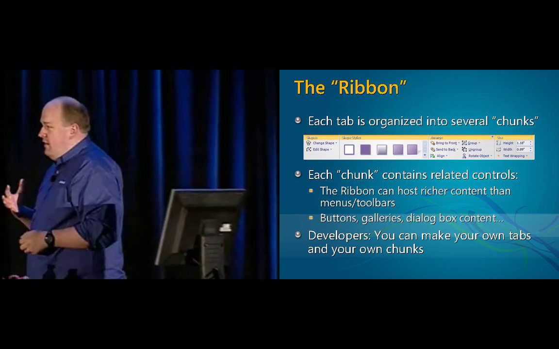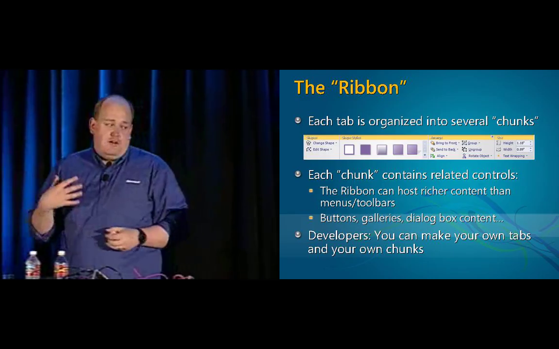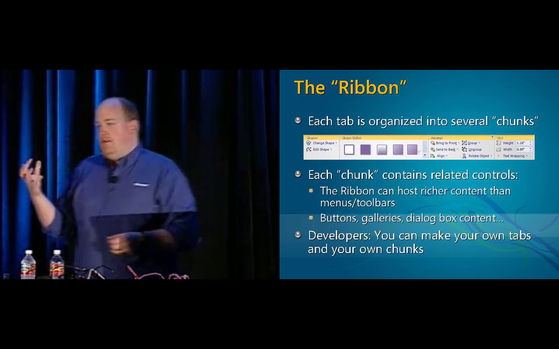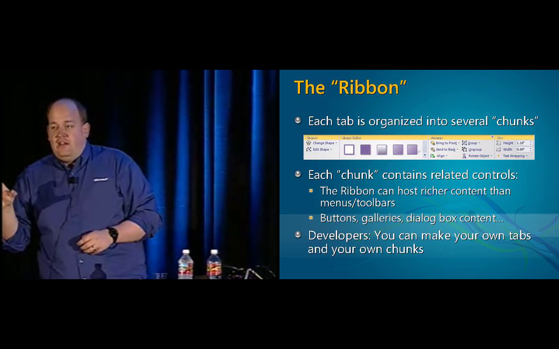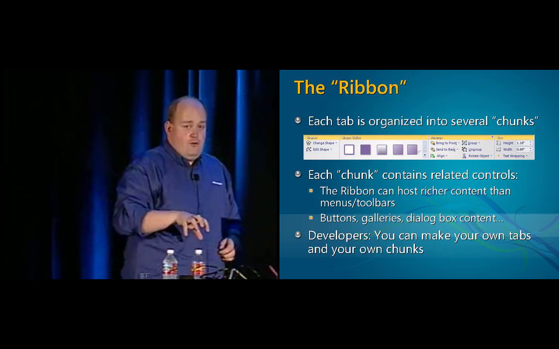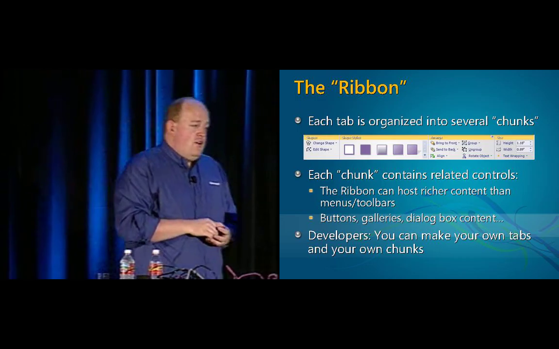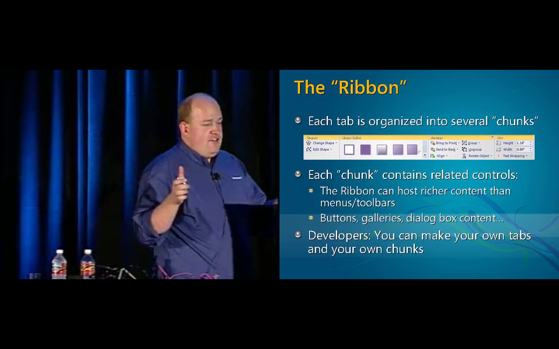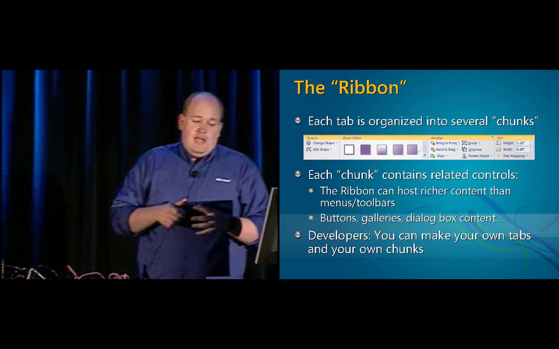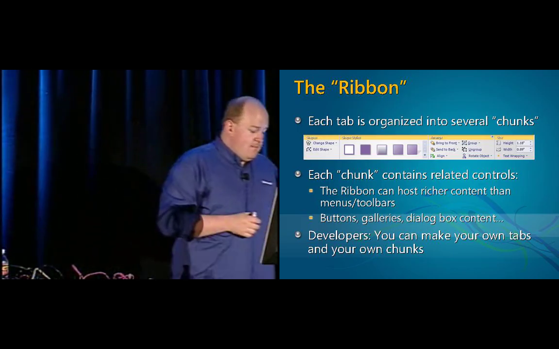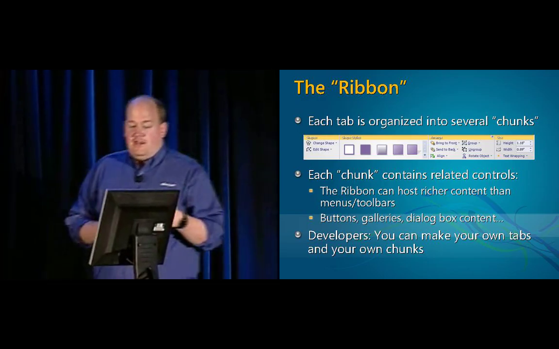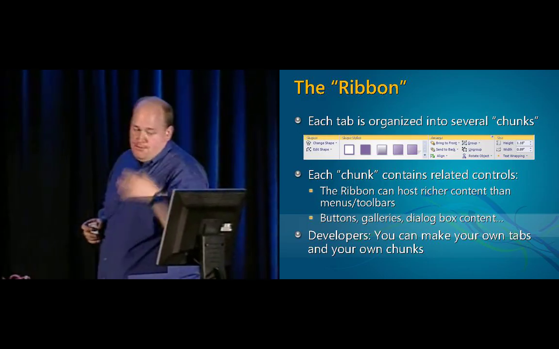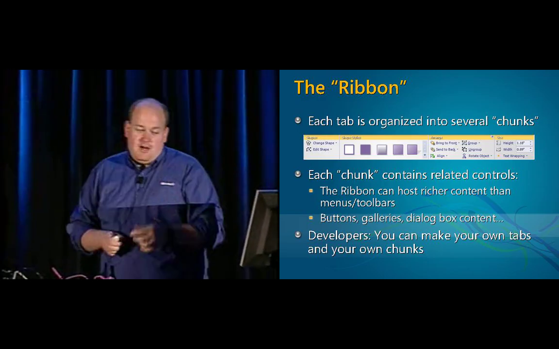So the ribbon, each tab is organized into what we call a chunk. And as you'll see in the second part of this presentation, chunks are the level at which you add your content to the ribbon. So a chunk is in some ways just a collection of controls. And the ribbon can actually host a richer set of controls than menus and toolbars can. It can host push buttons, but also galleries, dialog box content, as I'll show you in a second.